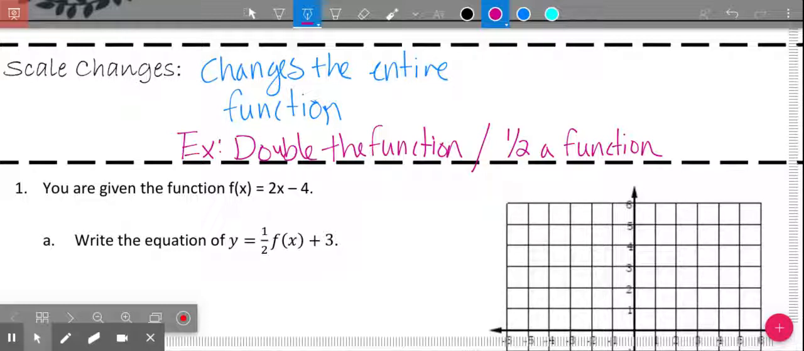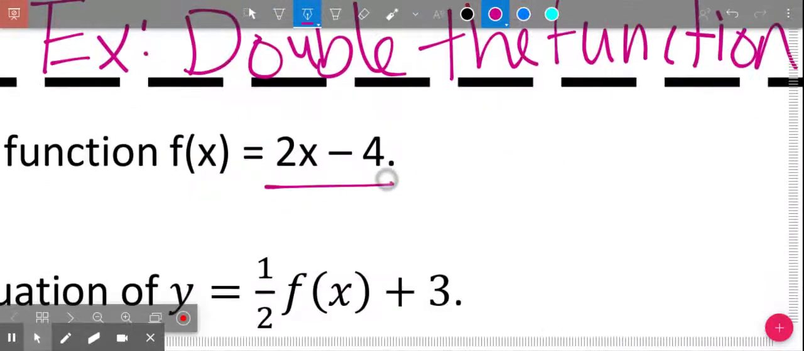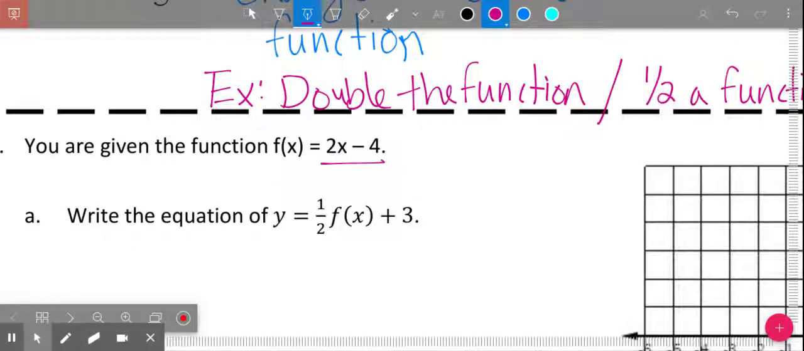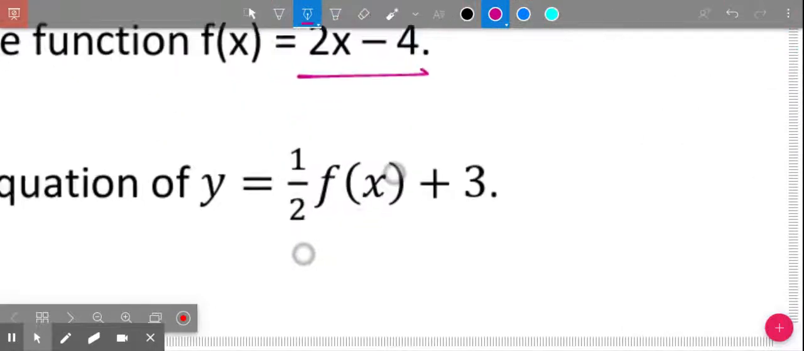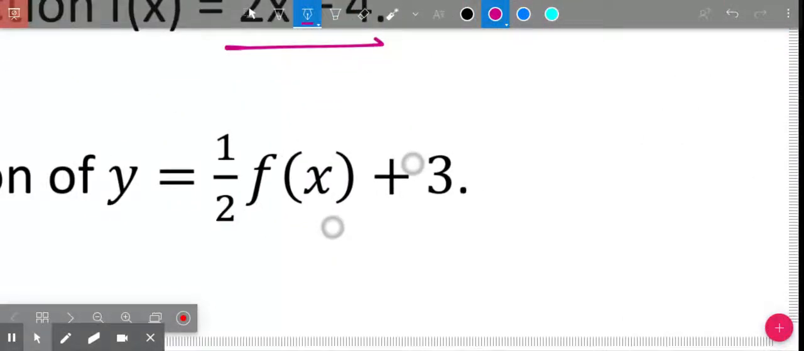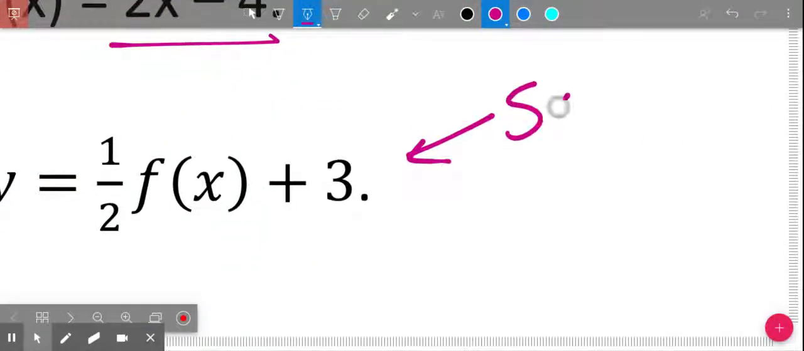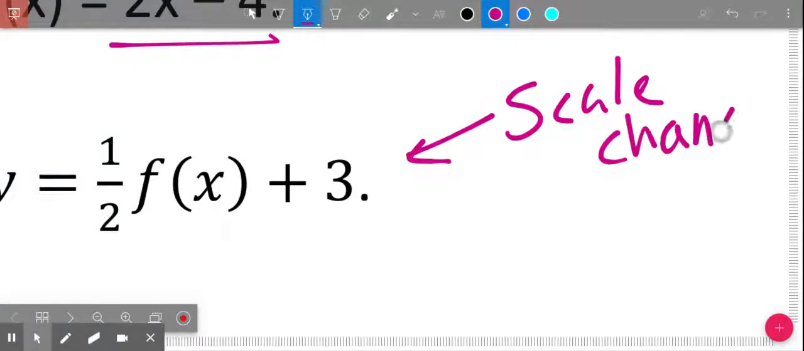If we jump right in, look at our first example. It says you're given the function f of x equals 2x minus 4. This is my function. And so we're going to write the equation of y equals 1/2 of f of x plus 3. This right here is my scale change. In this scale change, we're applying the 1/2, which means we're going to half the entire function, and then we're going to add 3 to it. So that's the scale change that we're going to be applying here.